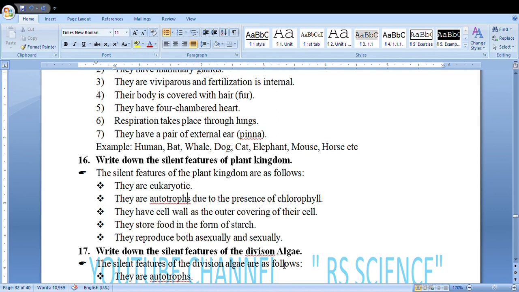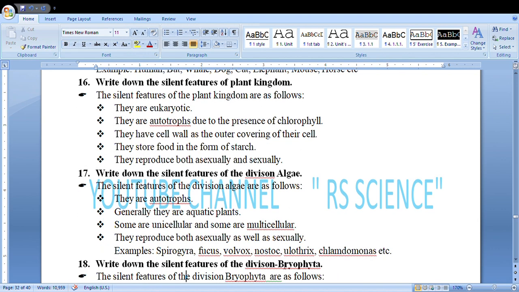Salient features of division Algae. They are autotrophs. Generally, they are aquatic. Some are unicellular and some are multicellular. They reproduce both asexually as well as sexually. Spirogyra, Fucus, Nostoc, Ulothrix, Chlamydomonas are examples of algae.